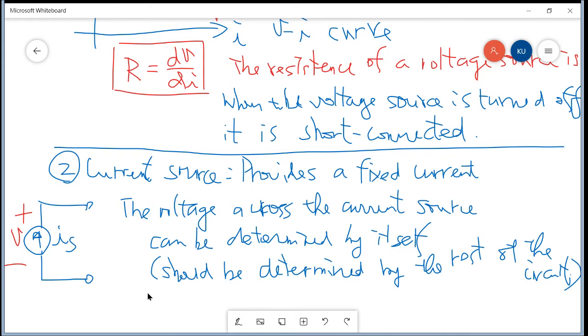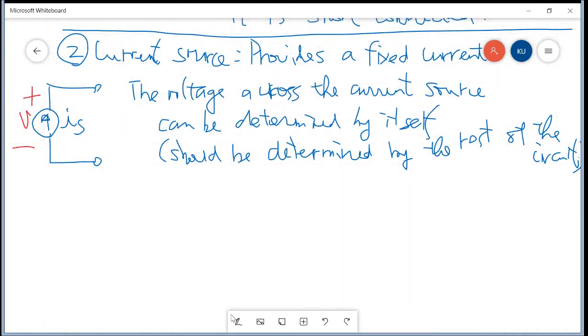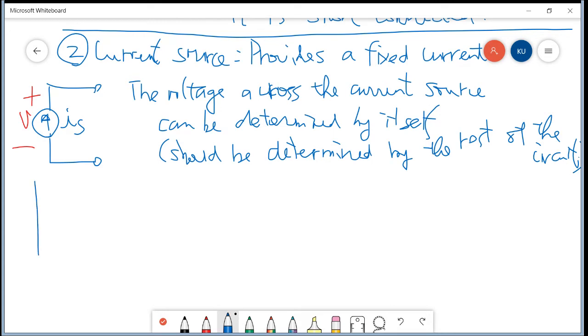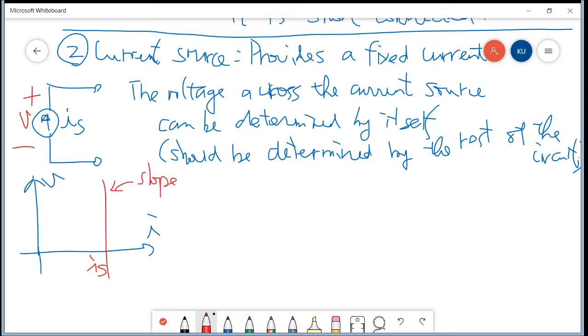So likewise, we can plot it on the VI curve. On the VI curve, we can draw it like this. The current is always IS. However, the voltage can be any value. It can be a zero value, a positive value, or a negative value. So in this case, we know that the slope of this line is infinity.